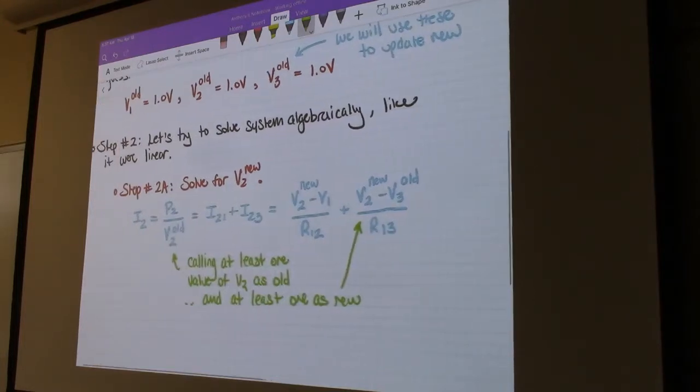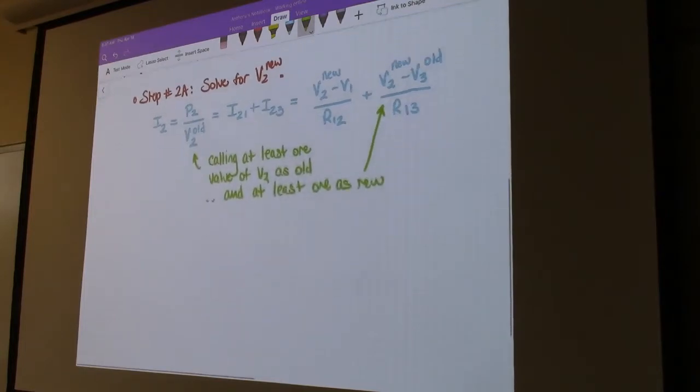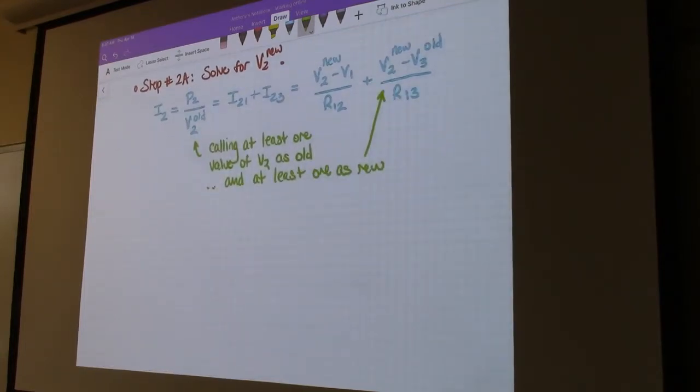Now, what is going to be the goal here? We're going to want to come up with a value of V2 new, which is based on V2 old. Right? That'll be the basis of our iterative process. Yes? How will we know when to stop the iterative process? Like a lot of iterative processes, when you start getting the same answer over and over again, you'll know to stop.